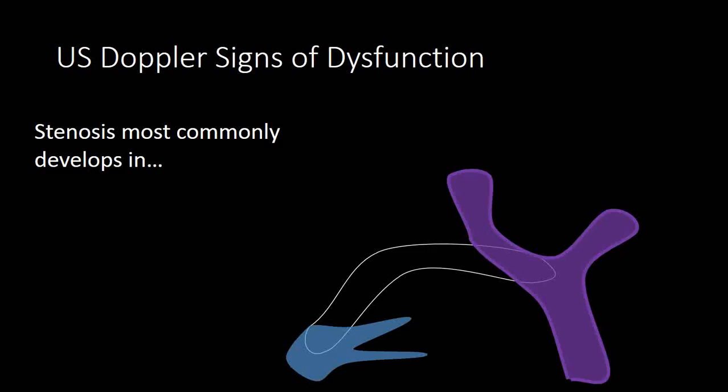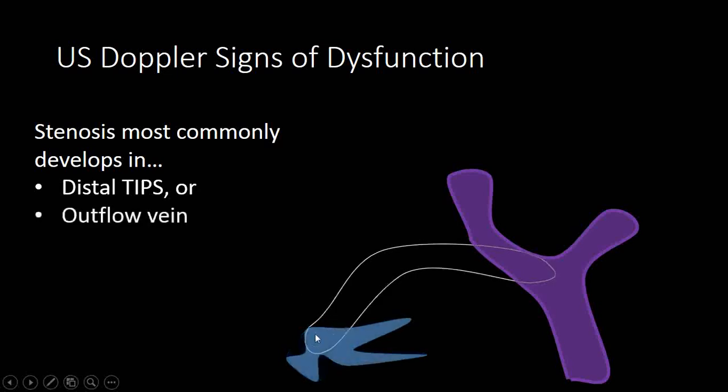Now, as we talked about before, stenosis most commonly develops in the distal part of the TIPS. Okay, so we see in this case, the distal TIPS, we're starting to get some impingement on the lumen of the stent. We can also have stenosis of this outflow vein.